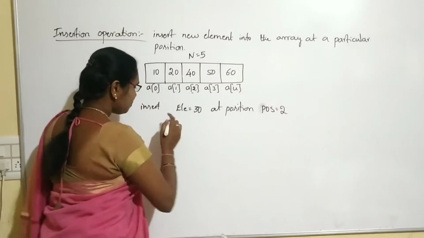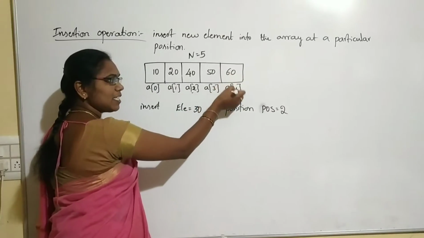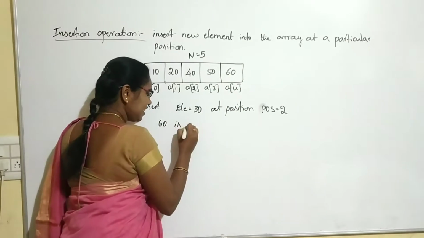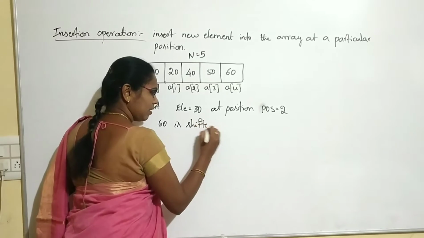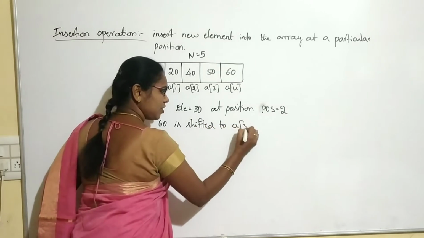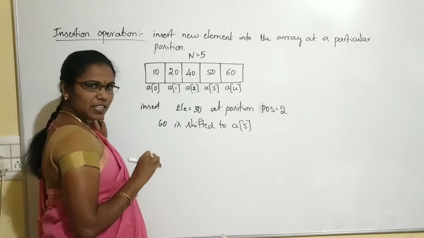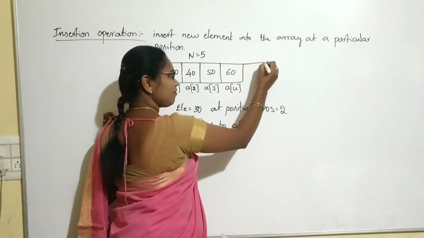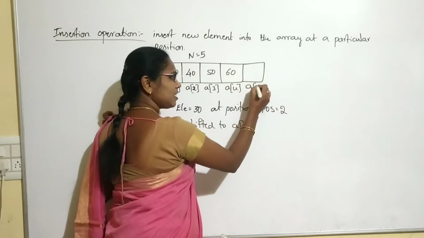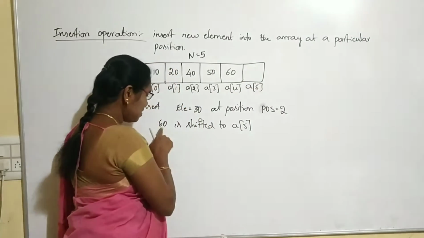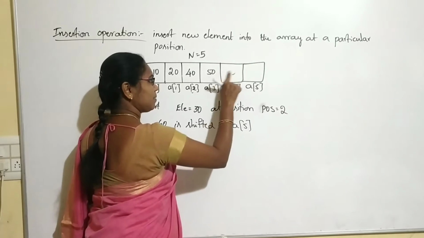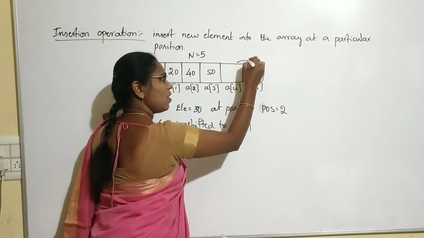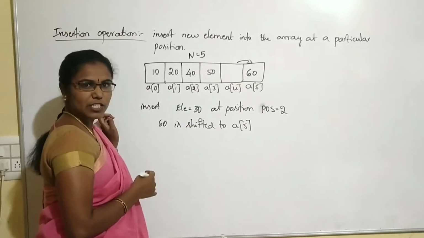Now the element 60 is present in which position? E of 4. Now 60 is shifted to the E of 5 position. Consider the next extra position is E of 5. Now 60 is shifted to E of 5. Now E of 4 is blank and 60 has been shifted to the next higher order position.